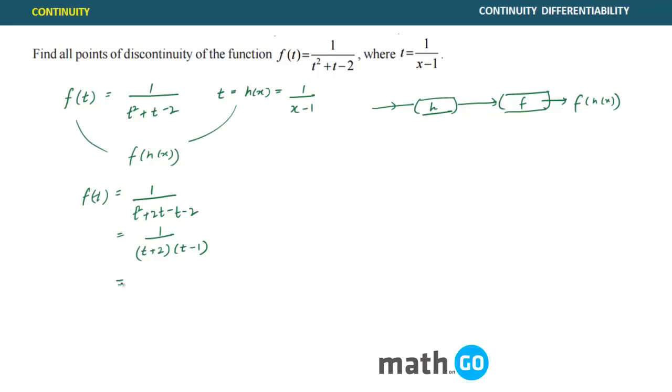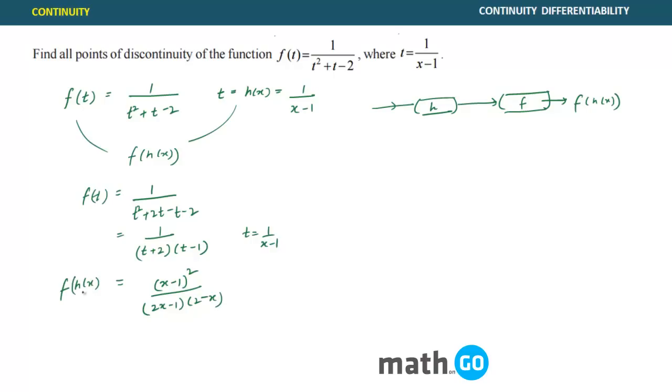And now just replace the value of t. You know that t is equal to 1 by (x minus 1). So if you replace this, what will it give you? Calculate. Okay, if you resolve this particular expression, by putting this value of t here, you should get your answer as (x minus 1) square divided by (2x minus 1) into (2 minus x). This is what you will get, right? This is your f of h of x.